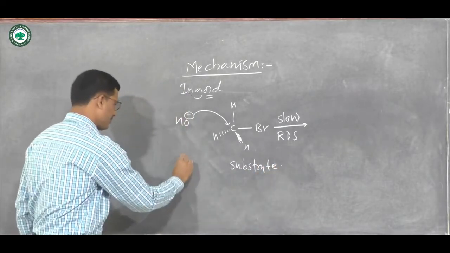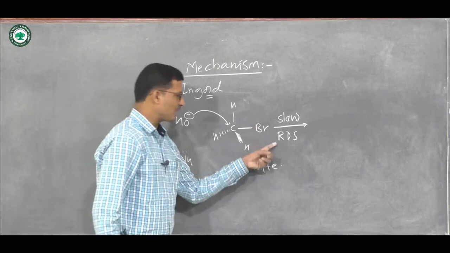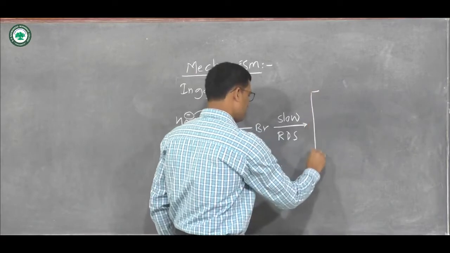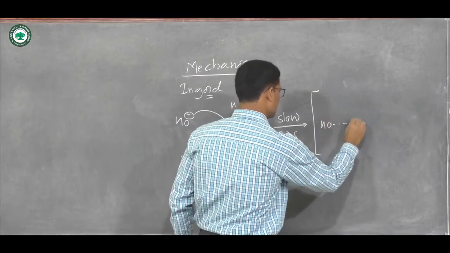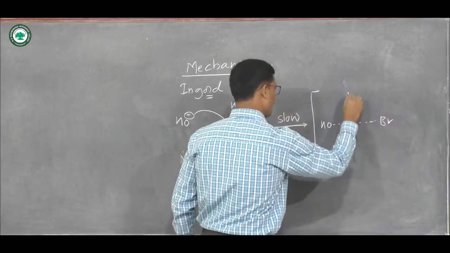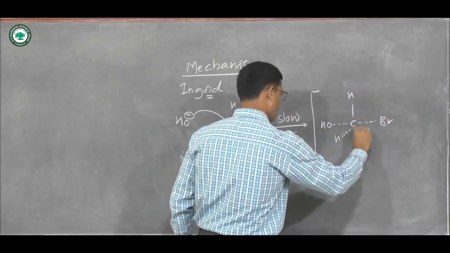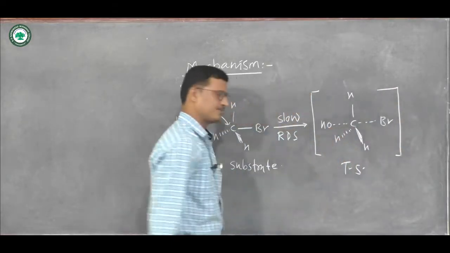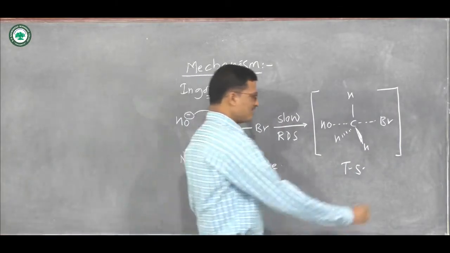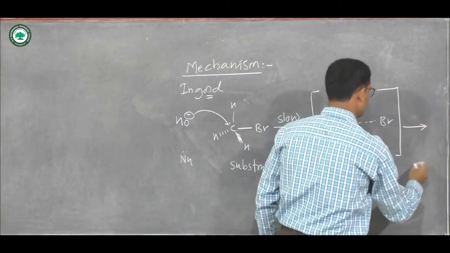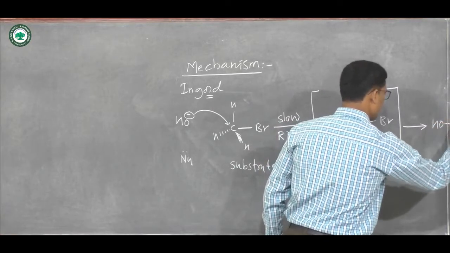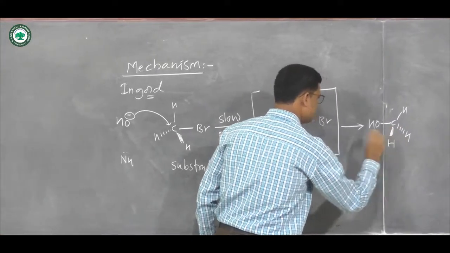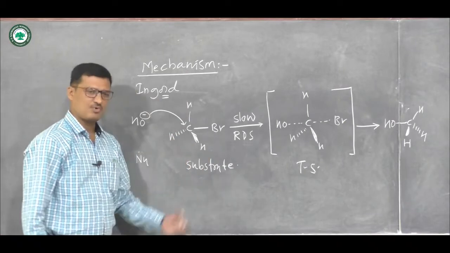This is your substrate methyl bromide. This is your nucleophile, we know. Then this is the rate determining step, or we call this a slow step, and formation of the transition state. And after formation of the transition state, this transition state is easily converted into the product, or quickly collapses into the product.